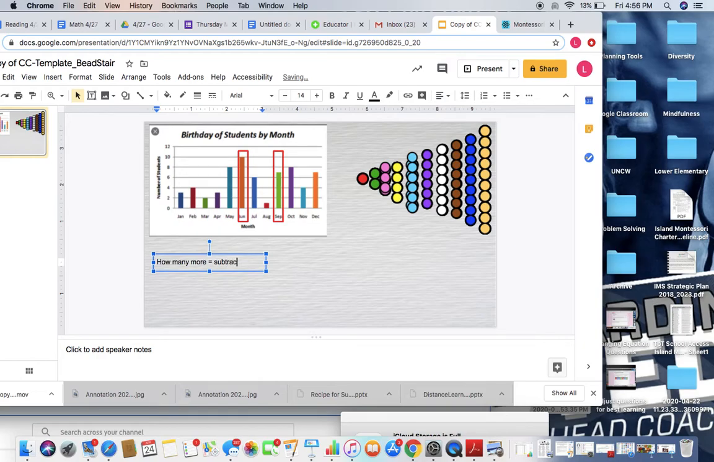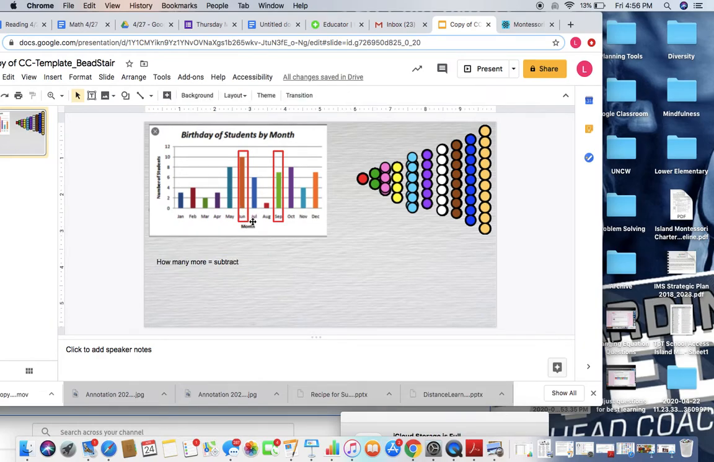We want to subtract. So the question is, what two numbers are we going to be subtracting? It said how many more birthdays are in June than September, so those are the numbers we're going to use. In the month of June, there were 10 birthdays, so I'm going to pull out my 10 bead bar to represent that.